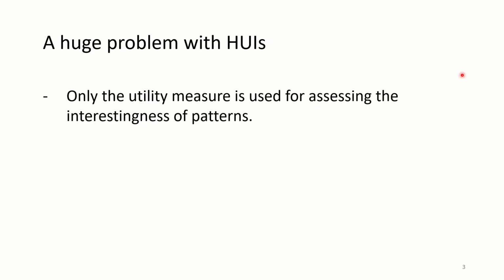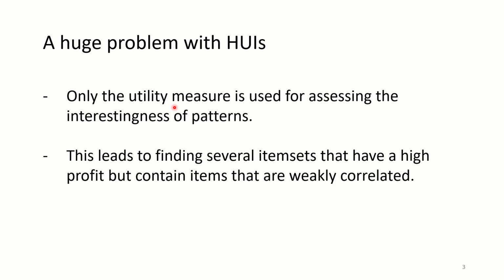However, a huge problem with high utility item sets is that only the utility measure is used for assessing the interestingness of patterns. This means only the profit of the item set is taken into consideration to identify it as a high utility item set, instead of looking at the relatedness of the items inside the item set. So this leads to finding several item sets that have a high profit but contain items that are weakly correlated.